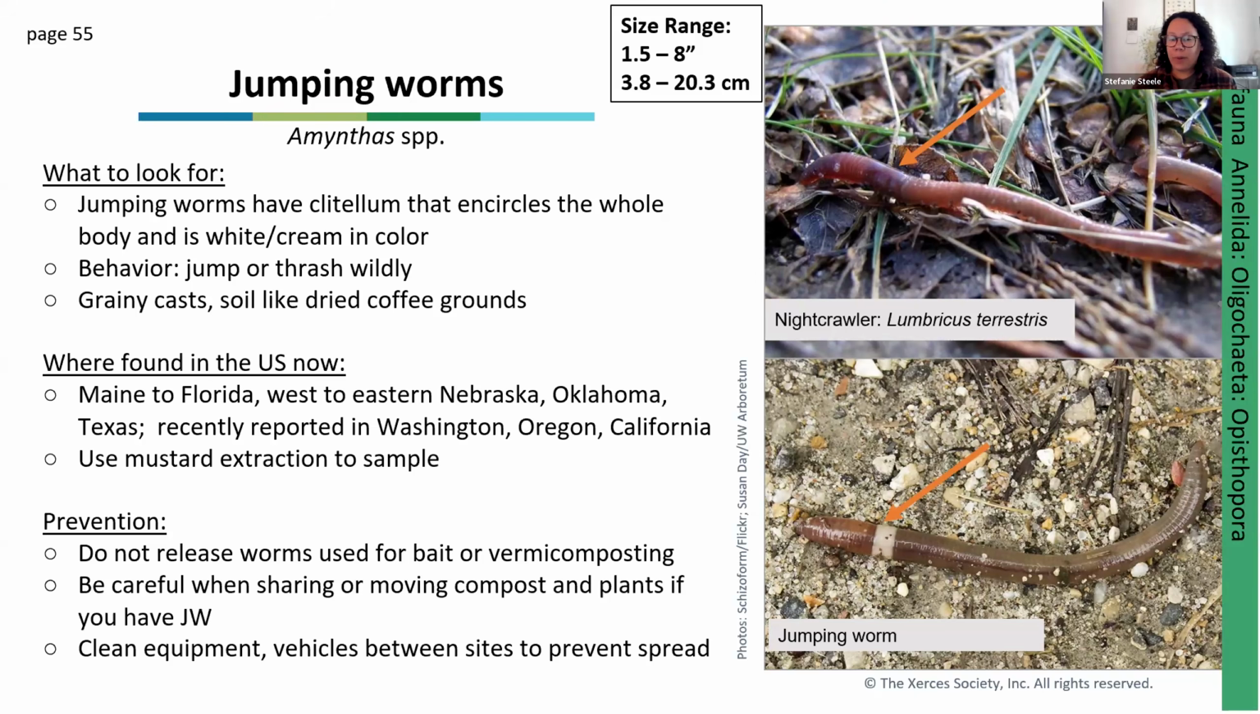And so a way to tell them apart, I want to draw your attention again to the clitellum. So let's first look at this bottom photo. You'll notice that the clitellum on the jumping worm is this kind of milky white color, almost gray colored sometimes. It's really smooth and it completely does encircle the body of the worm. In contrast, if we look at this night crawler here, it has this darker clitellum and it doesn't fully wrap around the entirety of the worm.